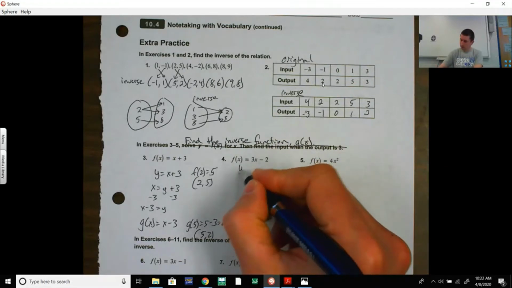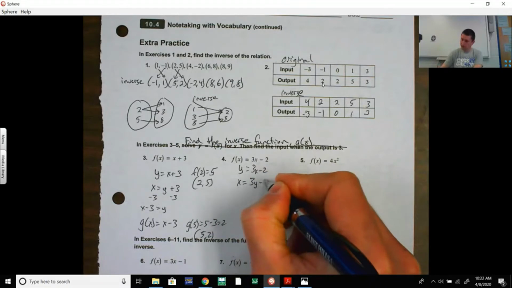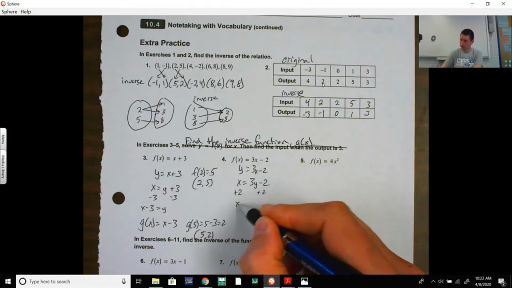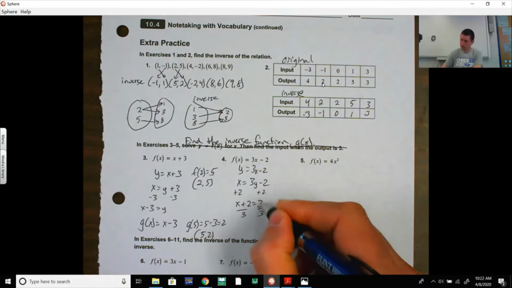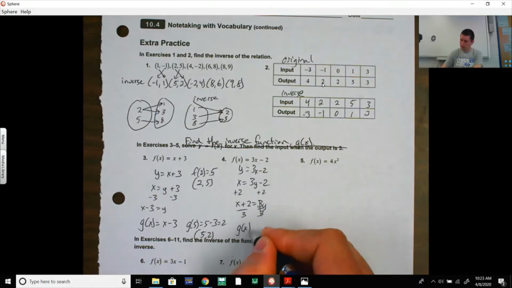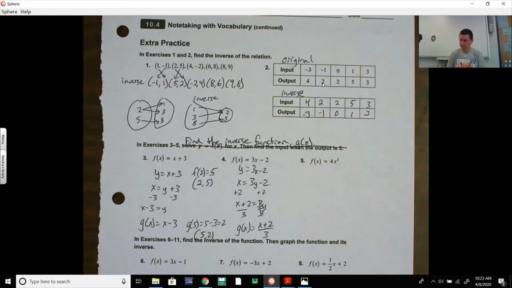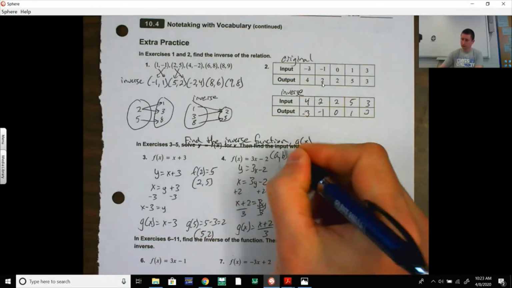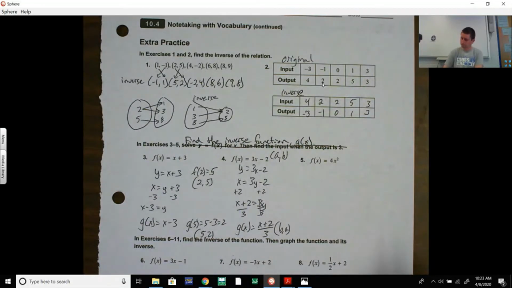Okay, so y equals 3x minus 2. X equals 3y minus 2. Switch them around. Plus the 2 over. So x plus 2 equals 3y. And divide by 3. So g of x equals x plus 2 divided by 3. Okay, again, check a number. If you have a point AB on this graph, then BA should be on this graph, whatever the number of those are.